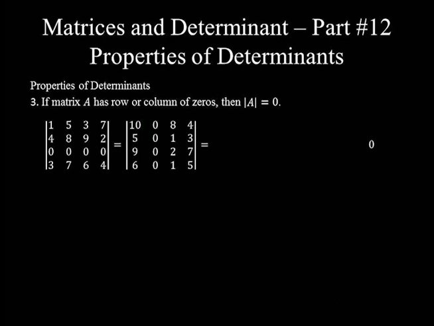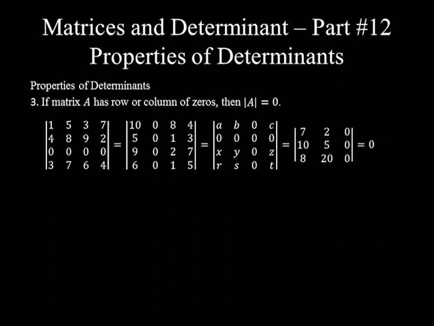Also, the determinant of this third 4 by 4 matrix is 0 because all row 2 and column 3 elements are zeros. The determinant of this 3 by 3 matrix is also equal to 0 because all of its third column elements are zeros. The fourth property: if matrix A has identical rows or columns, then the determinant of matrix A equals 0.